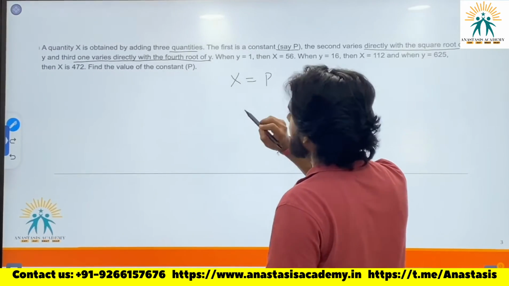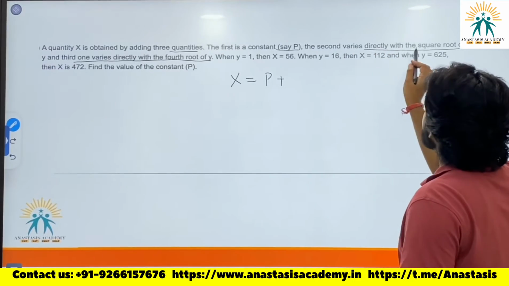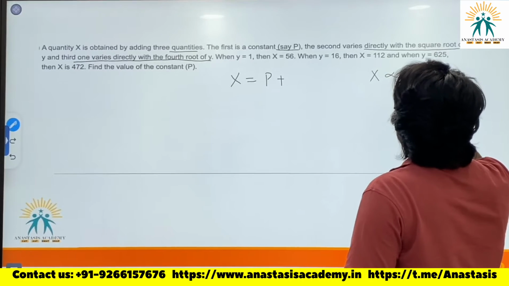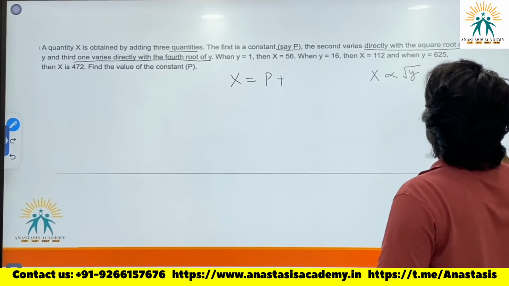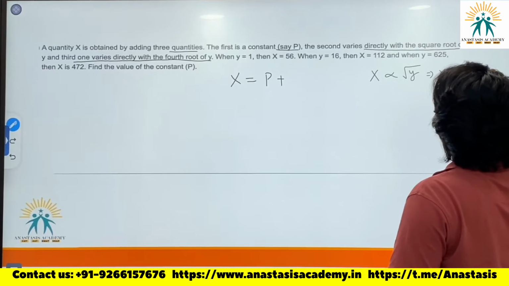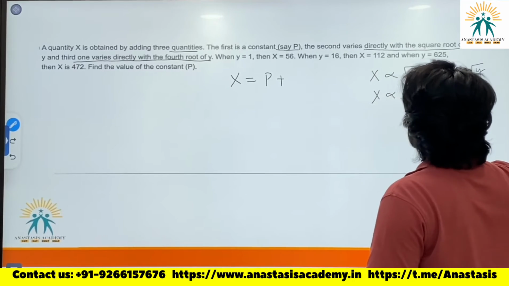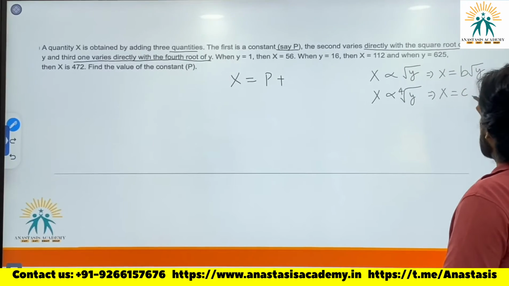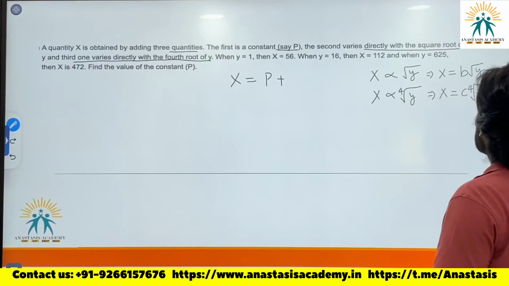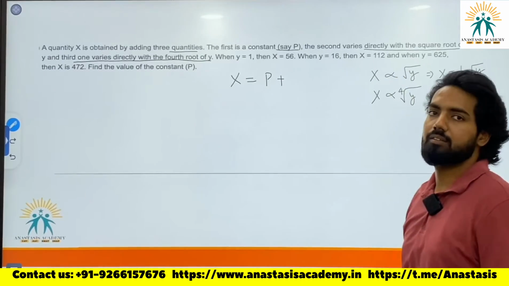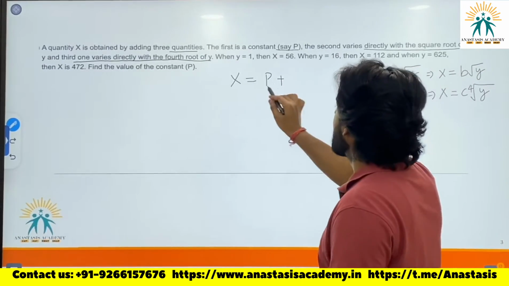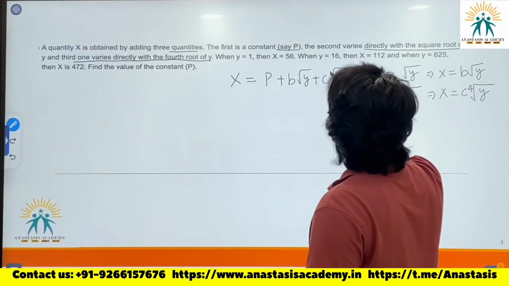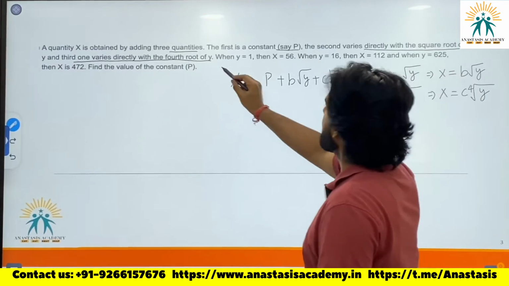First one is constant p, second is varying directly with the square root of y. So I can say x is varying directly with the square root of y, so x must be some constant times root y, and x is also varying directly with the fourth root of y. So I can say x will be some constant times the fourth root of y. So I can write the joint variation of x as p plus b times root y plus c times fourth root of y. This is the relation between x and y.